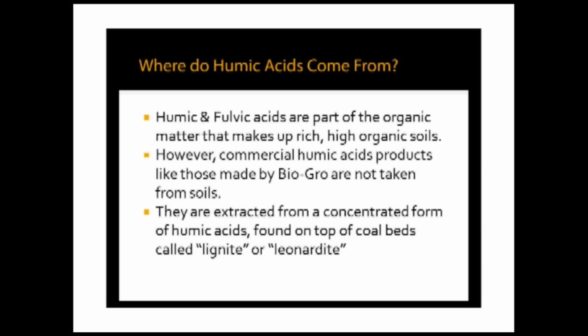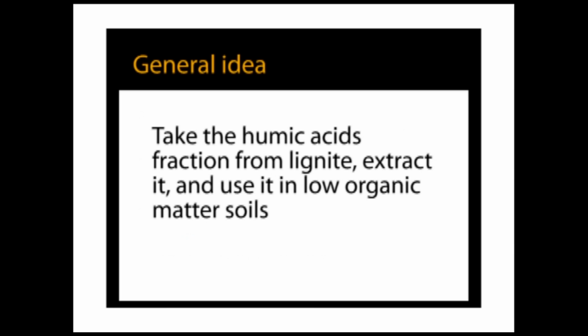If you have a field that has nice black soil and it is high in organic matter, most likely this field would outproduce and outyield a neighboring field that was light, sandy, and low in organic matter. Humic acids are a part of soil organic matter, so the general idea is to take the humic acids fraction from lignite, extract it, and use it in low organic matter soils.